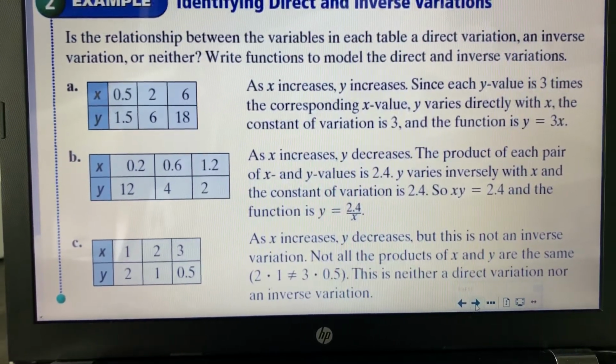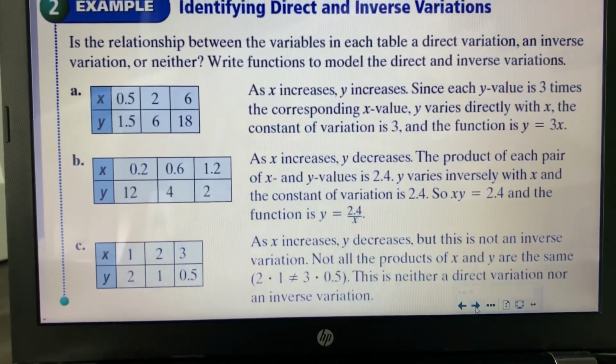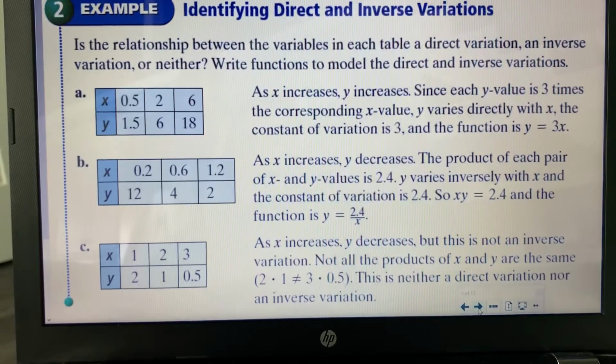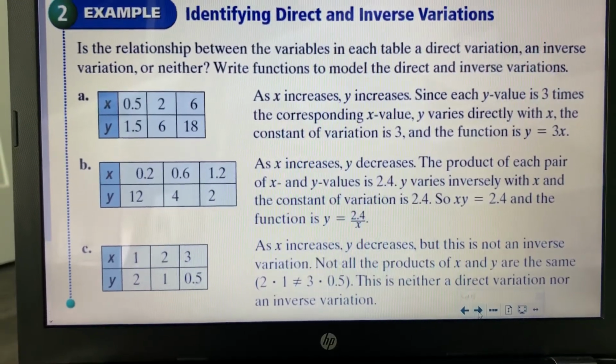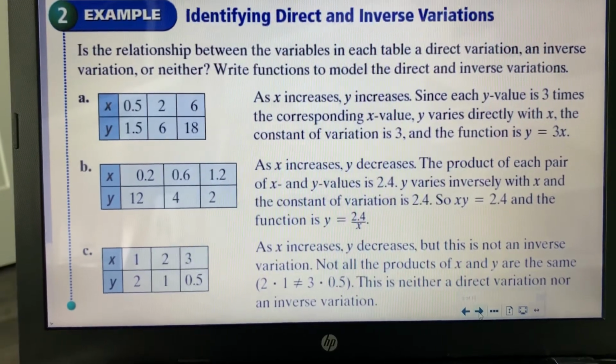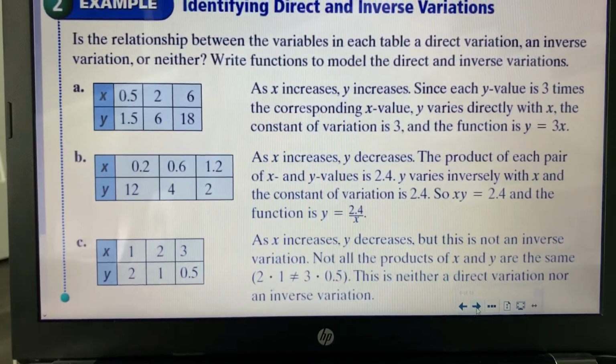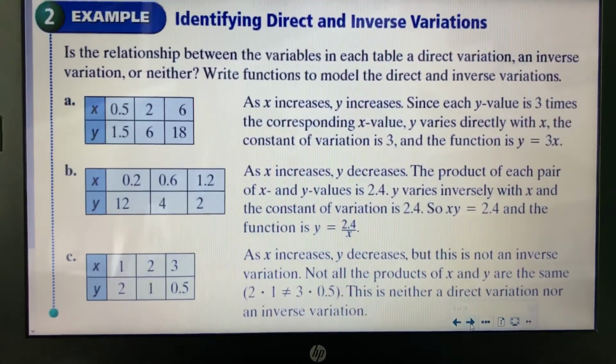That would be 1.5 over 0.5, 6 over 2, and 18 over 6. And each time you get 3 as your k value. So since you get the same k value every time, that means that is a direct variation. The k value is 3 and your equation would be y equals 3x.